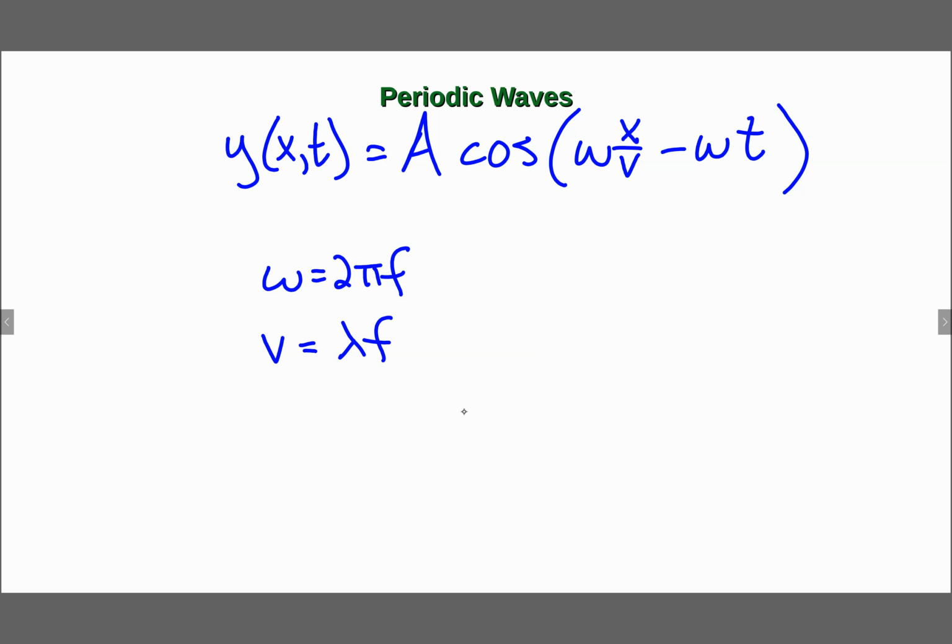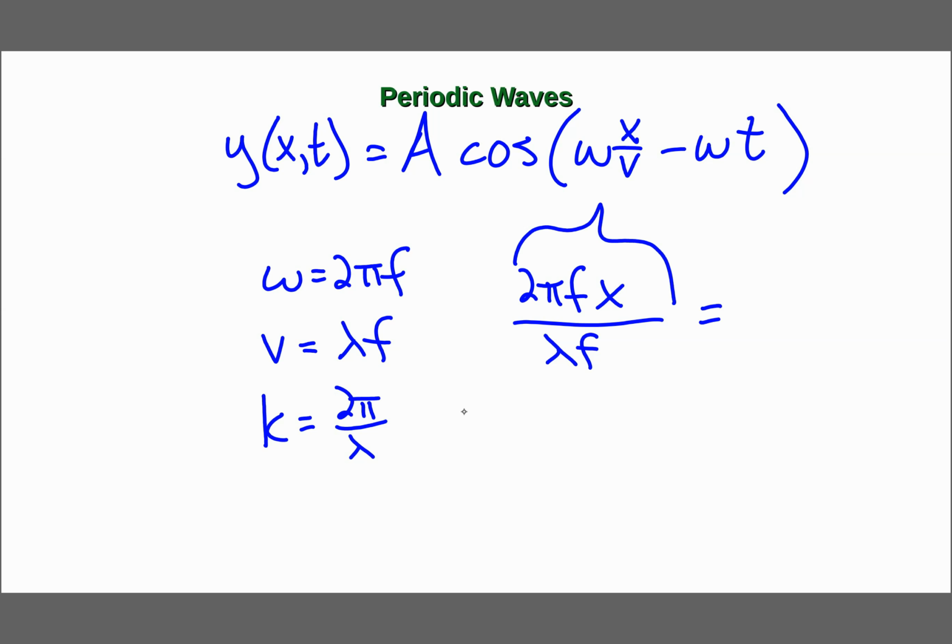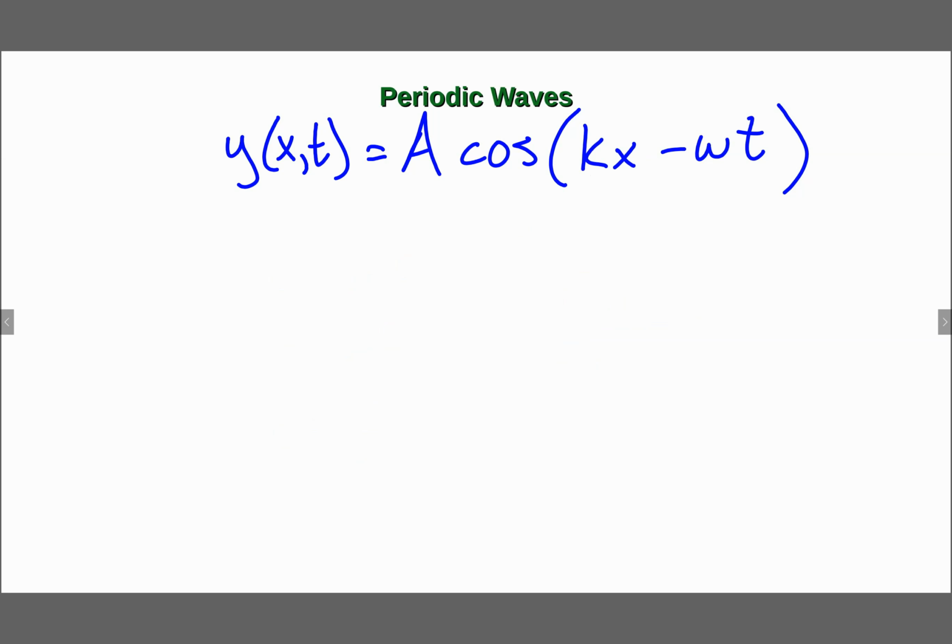Then we could write this as 2 pi f x over lambda f, okay? And then remember that our wave number, k, is equal to 2 pi over lambda, right? And so then this piece is equal to kx, okay? And so let's replace that up here. It's kx minus omega t. So now we have a pretty nice simple function to describe our wave motion, okay?